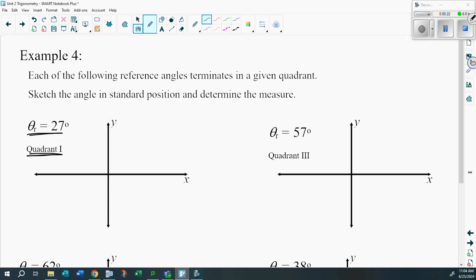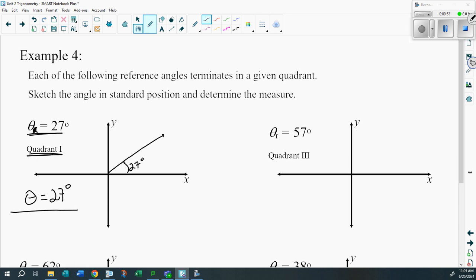27 degrees, quadrant 1. Okay, so quadrant 1 is right here. There's the first quadrant. There's 27 degrees. And like I said before, quadrant 1 is the only place where the reference angle and the angle in standard position match. So you can say that this is theta. You don't even have to say standard position. Just drop this little r, right? It is now 27 degrees. That is considered to be the measure of the angle in standard position. Done.